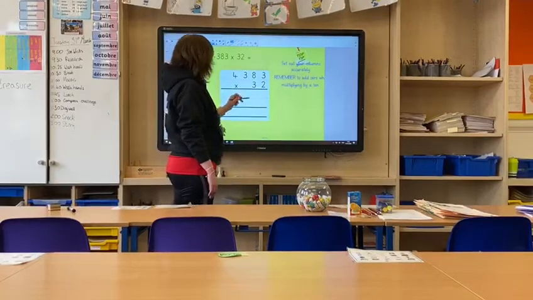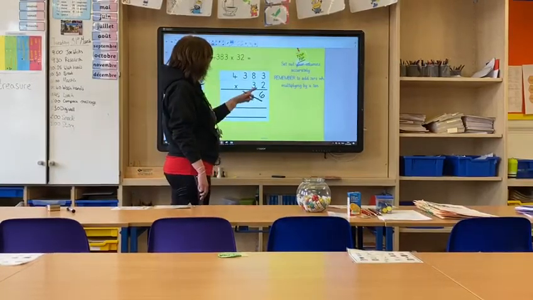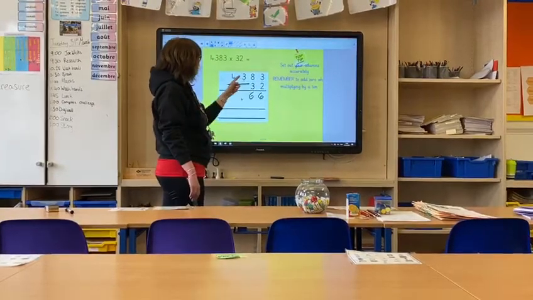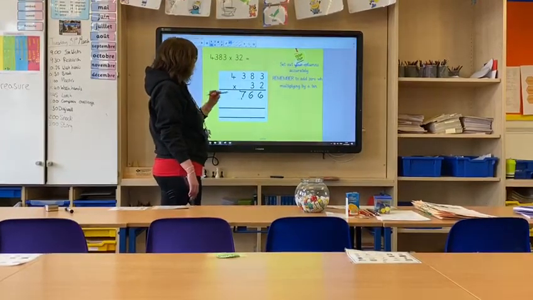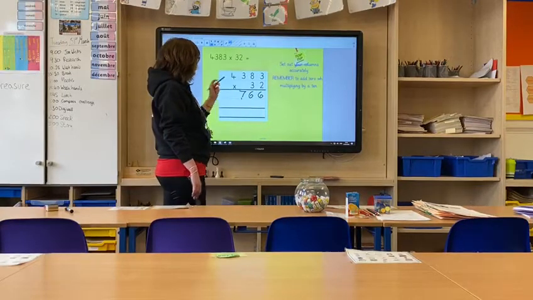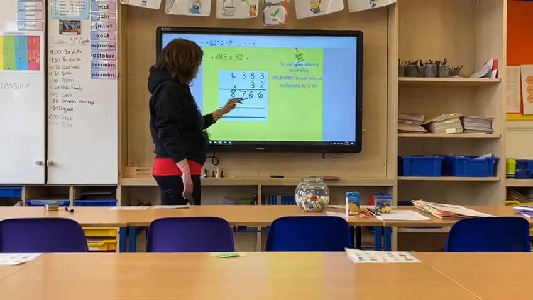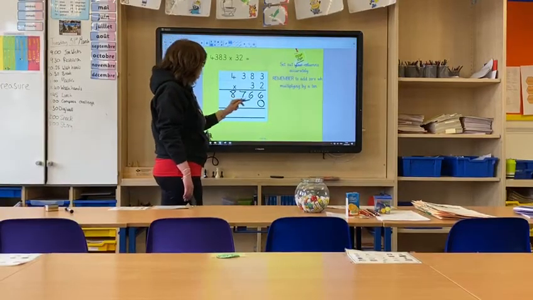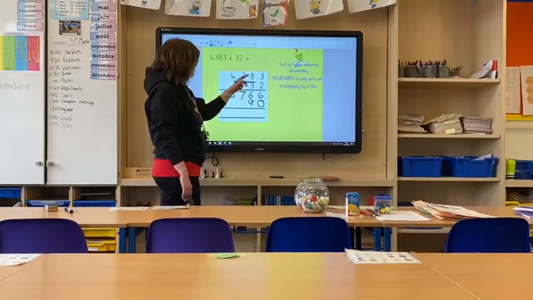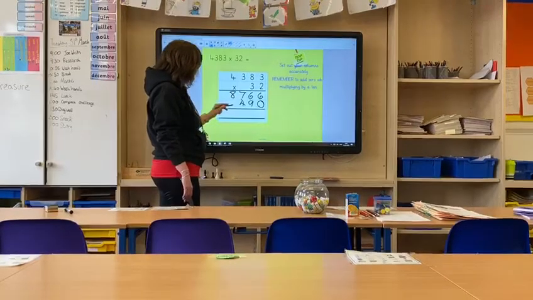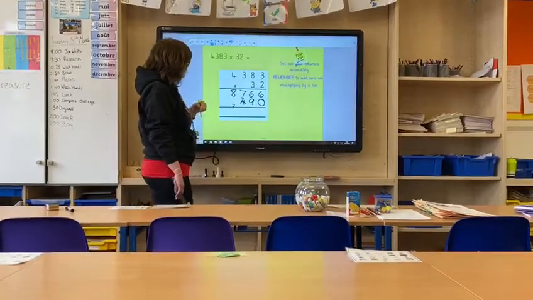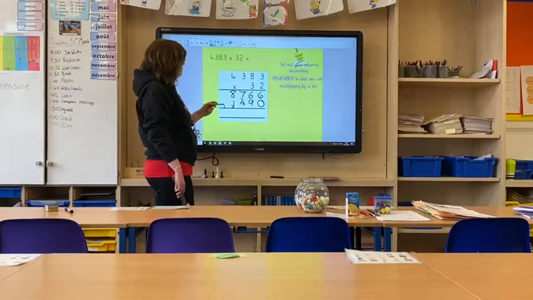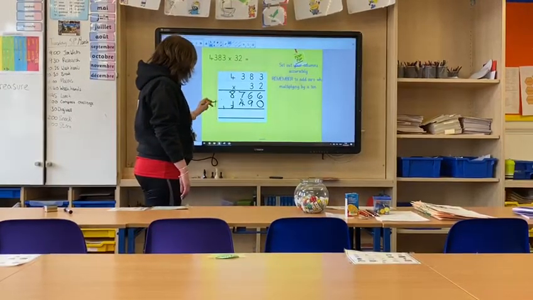2 times 3 is 6. 2 times 8 is 16. 2 times 3 is 6, plus 1 is 7. 2 times 4 is 8. Magic zero in place. 3 times 3 is 9, 3 times 8 is 24, 3 times 3 is 9, plus 2 is 11, 3 times 4 is 12, plus 1 is 13.